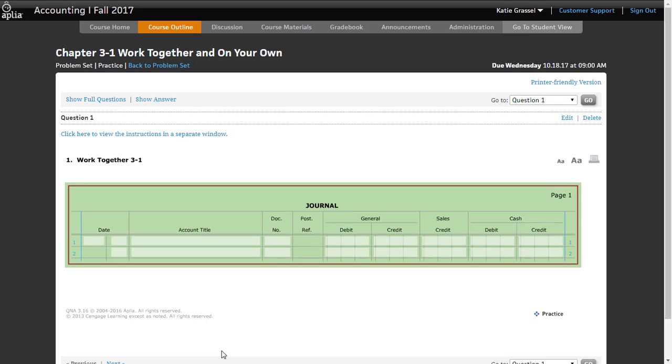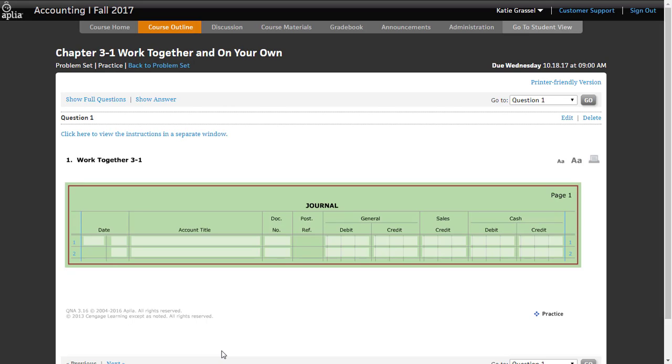So these last 3 columns here are special because they have an account title. Now, every other account, prepaid insurance, accounts payable, accounts receivable, Mrs. Grassel drawing, advertising expense, all of those are going to go here in my general column. Why do they go in general? Because they don't have a special column. Does that make sense?